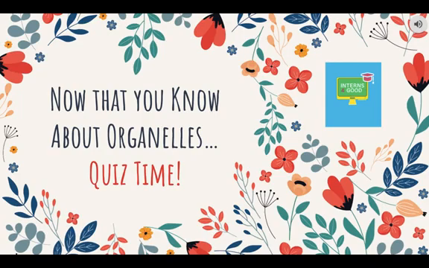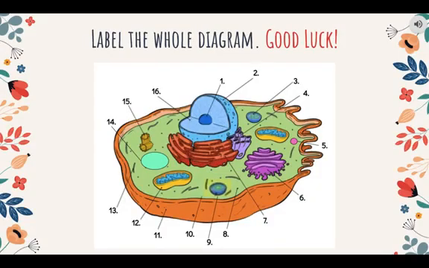Now that you know about the different types of organelles, let's take a quiz on them. Label the cell organelles on the numbers 1 through 16 on the animal cell diagram below. Good luck! Once you have finished labeling the diagram, check your answers on the next slide.